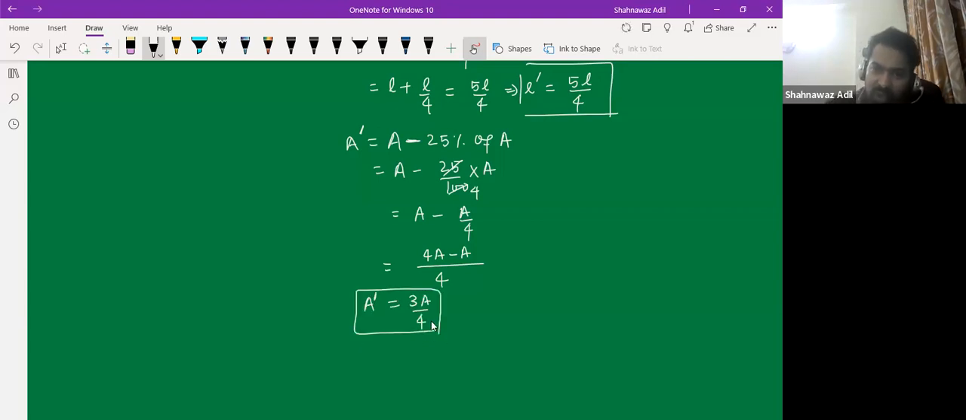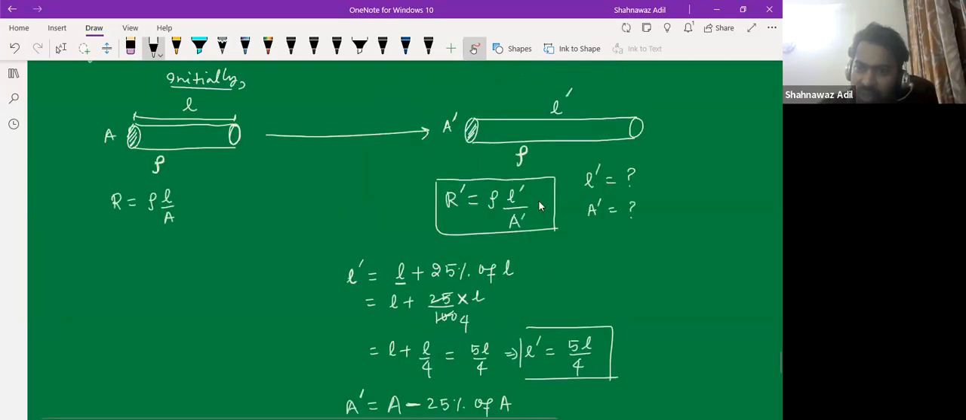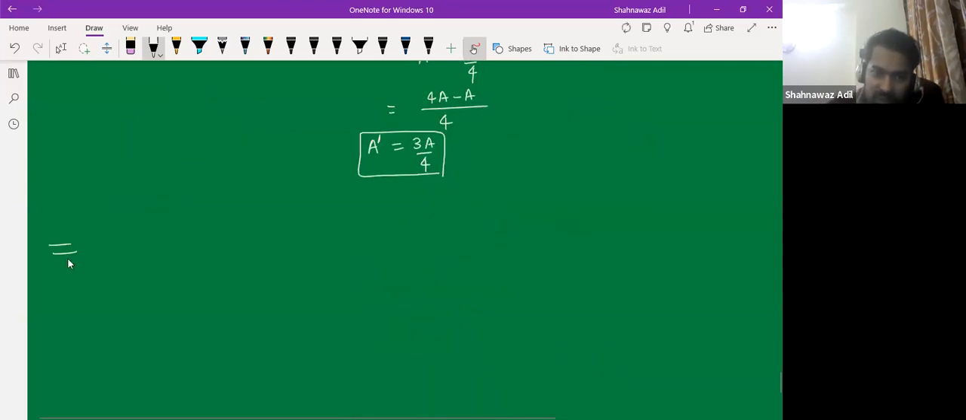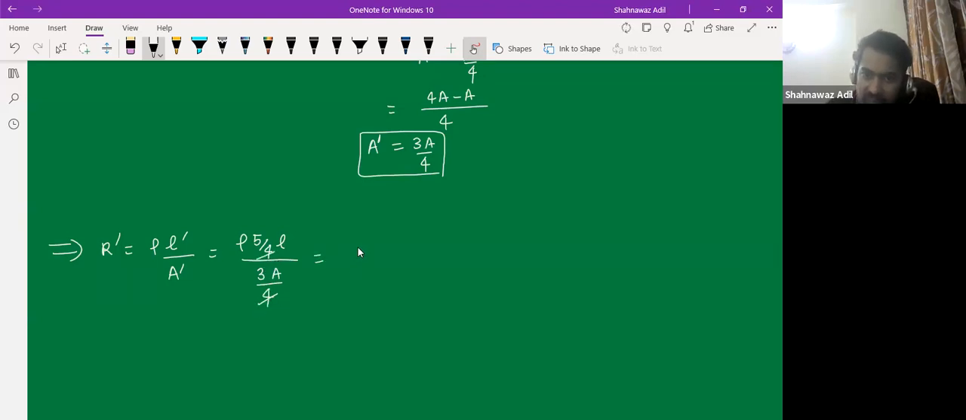So now we will put all these values, L prime and A prime, into this one. This is our new resistance. Let me write it here. So R prime is rho L prime by A prime. L prime is 5 by 4 L. A prime is 3A by 4. So the 4 will cancel, and we will have 5 by 3 rho L by A.